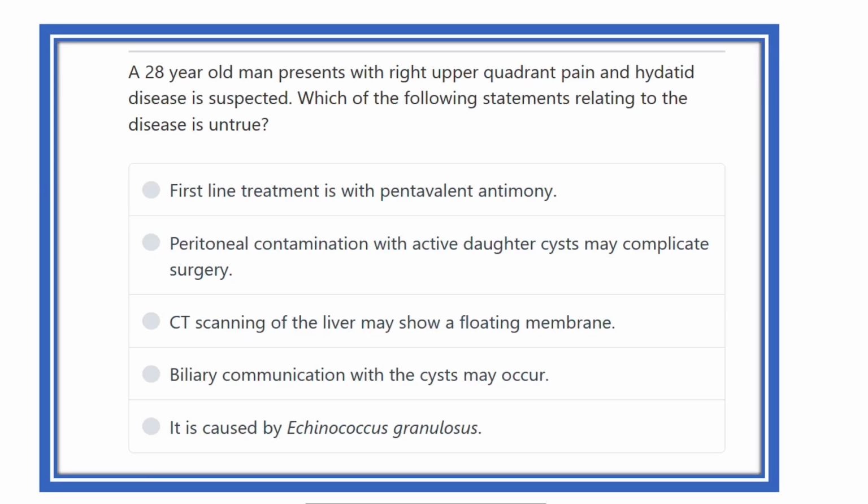A 28-year-old man presents with right upper quadrant pain, and Hydatid disease is suspected. Which of the following statements relating to the disease is untrue? That means, which is false regarding Hydatid disease?